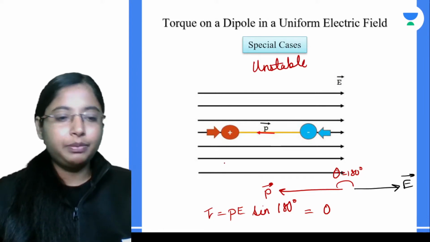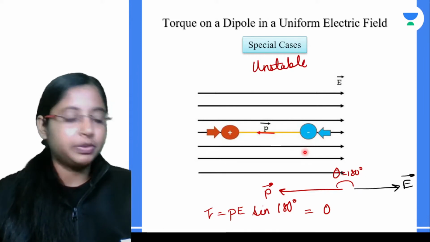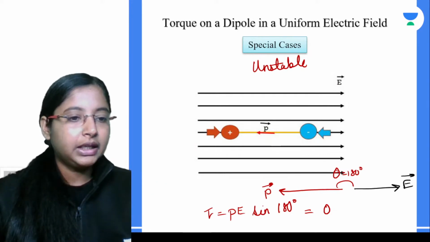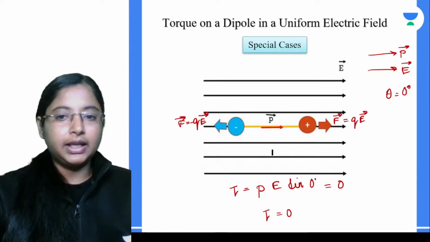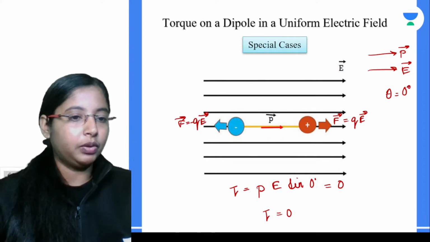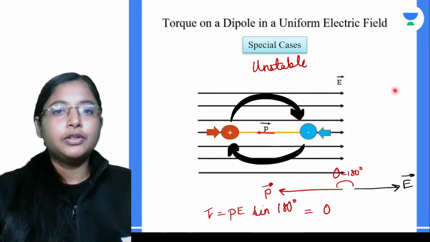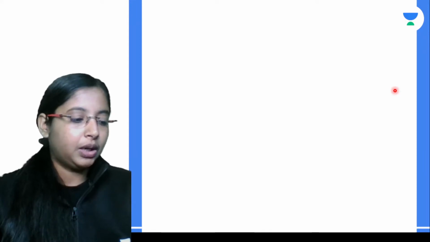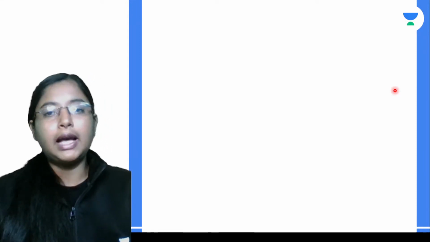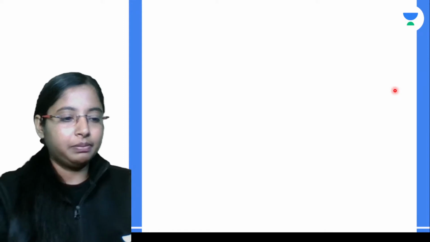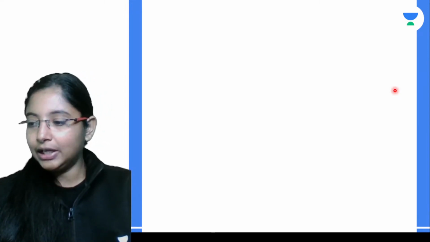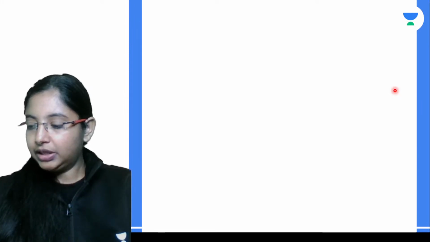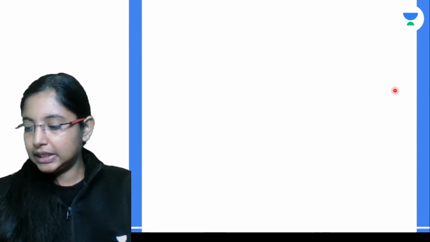If you disturb this particular arrangement, the dipole will rotate by around 180 degrees so that it can align to its stable equilibrium position. So this is all about when an electric dipole is placed in an external electric field.